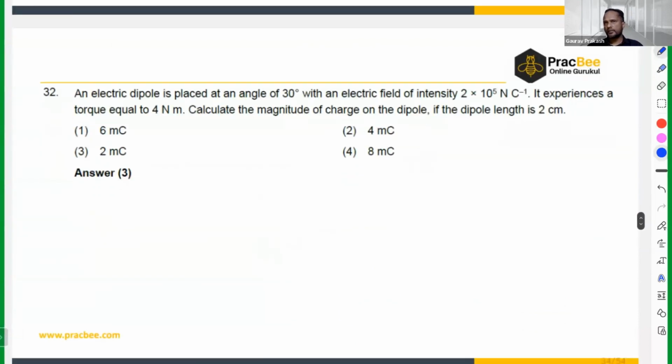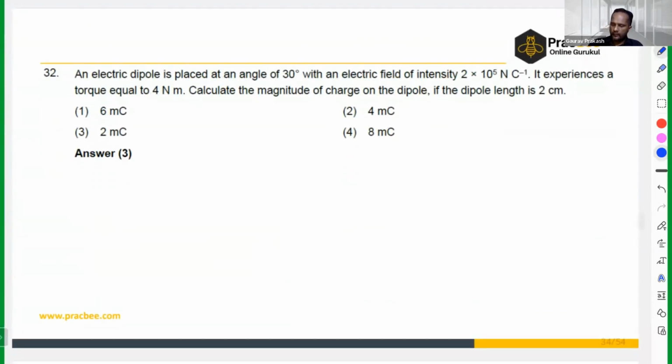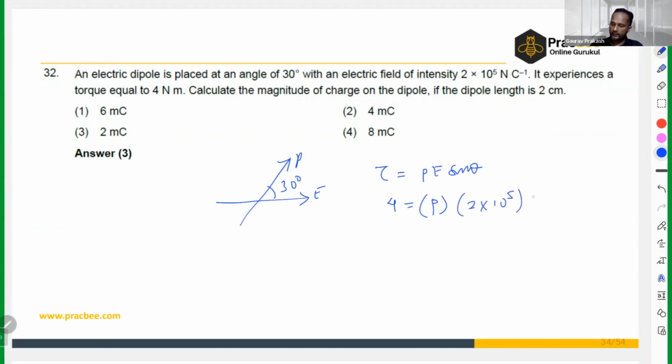Now the next question, an electric dipole is placed at an angle of 30 degrees. So we have an electric field and we have a dipole P, and this angle is equal to 30 degrees. It experiences a torque, and we know that torque is given by the formula P E sine theta. So this is 4 Newton meter and this is P. Electric field is 2 into 10 to the power 5. Sine theta 30 degrees is 1 by 2. So this 2 gets cancelled out. So P is 4 into 10 to the power minus 5.